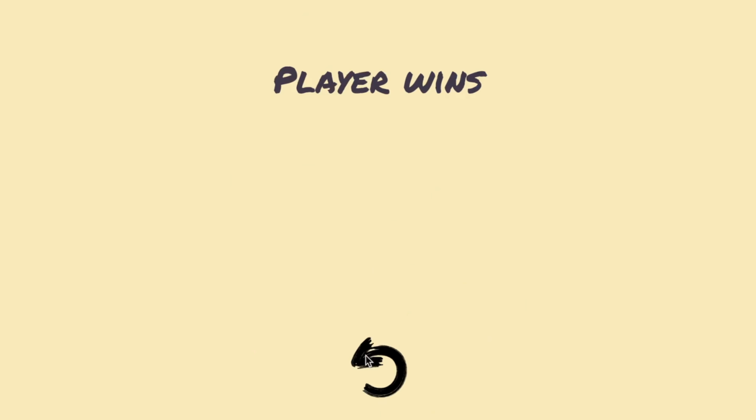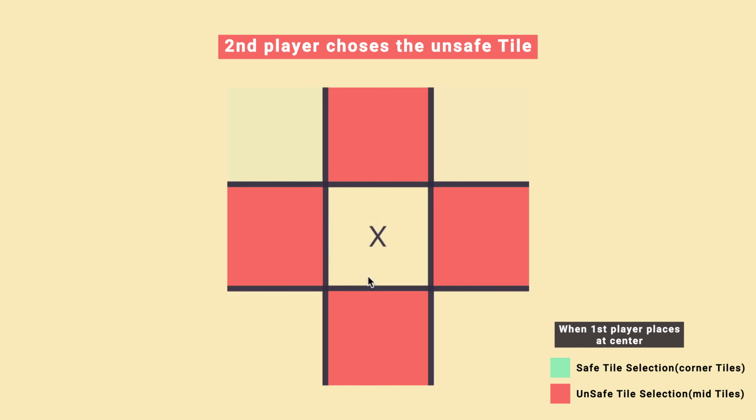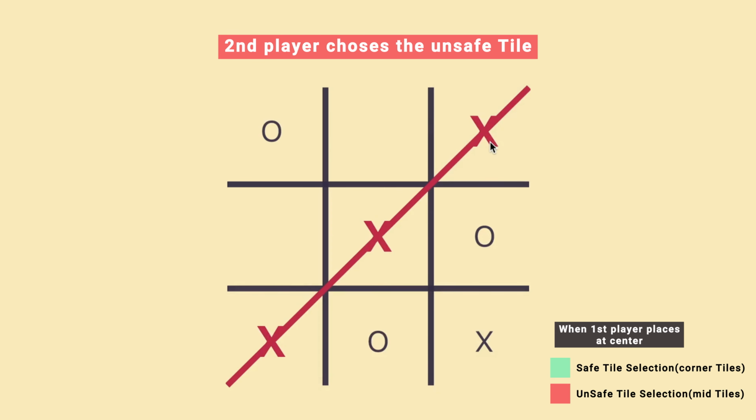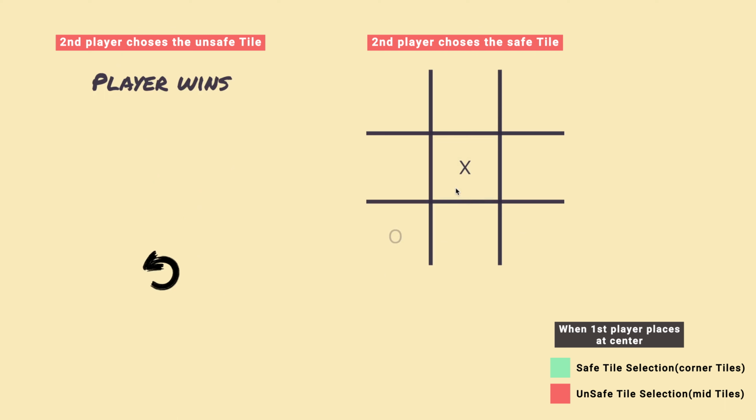For example, if the first player starts in the middle and the second player places their move on any tile other than the 4 corners, then the second player is guaranteed a loss, provided the first player makes their moves properly henceforth. Alternatively, if the second player places their move on a corner, then the game will end up in a draw, provided both of them choose their best moves going forward.